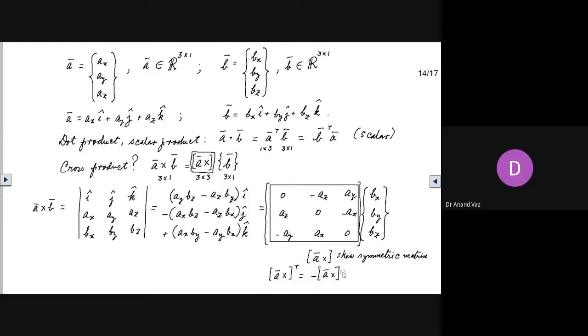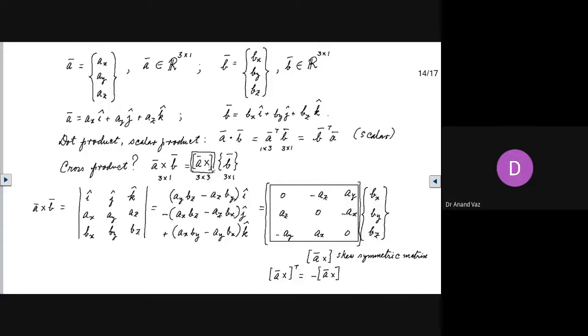So any cross matrix obtained from a vector, a 3 by 1 vector, any cross matrix is a skew symmetric matrix. Okay, so we'll write this as a cross matrix, and it is obtained from the elements of the vector itself. Okay, so this is how it is constructed. So now we are in a position, of course, let's analyze this a little further.